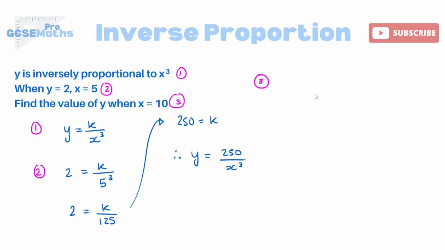Find the value of y when x is 10. So let's substitute in x being 10. Y is equal to 250 over 10 cubed. Okay, that gives me 250 over 1,000.